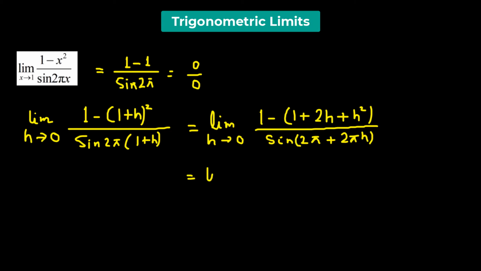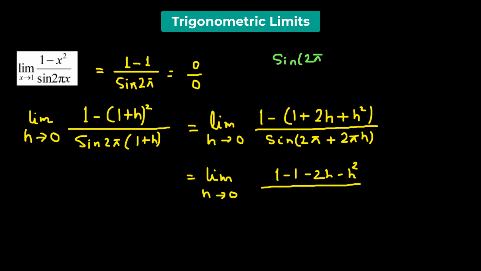which will be equal to limit h approaching 0, 1 minus 1 minus 2h minus h squared divided by, now we have sine 2 pi plus theta, so sine 2 pi plus theta is equal to sine theta. Now since we are in the first quadrant, 2 pi plus theta, first quadrant means all the trigonometric functions are going to be positive. So we get positive sine theta. So we have sine (2 pi plus 2 pi h). So that is going to give us sine 2 pi h.